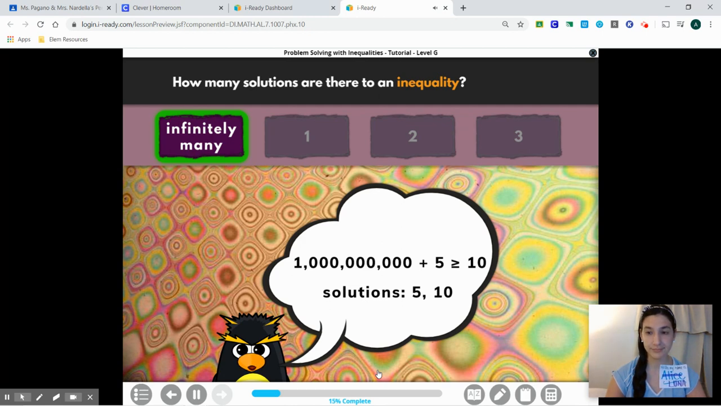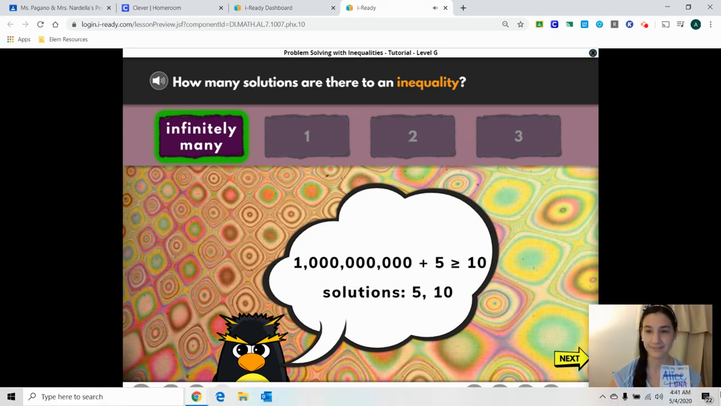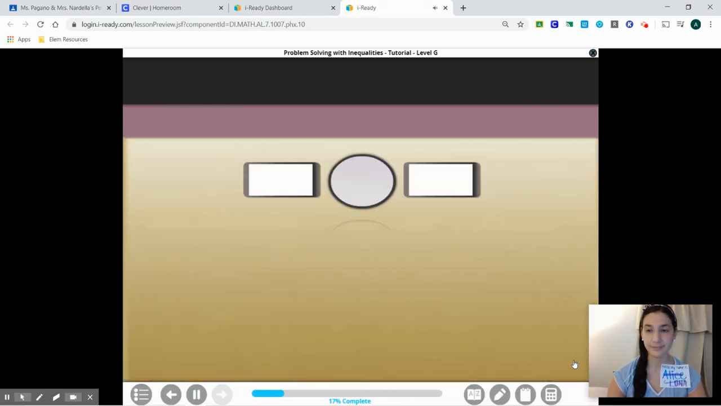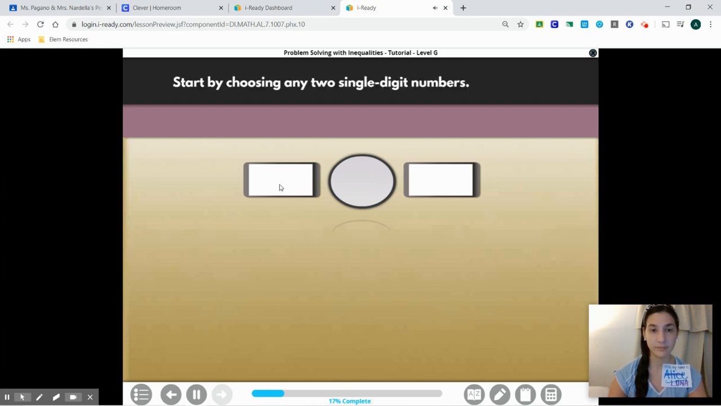I will show you a way to find all possible solutions. But first, you must become familiar with the properties of inequalities. Let's explore, shall we? Let's. This app will help you discover what happens when you perform the same operation to both sides of an inequality. Let's begin with addition. Start by choosing any 2 single-digit numbers. I'm going to choose 2 and 8.